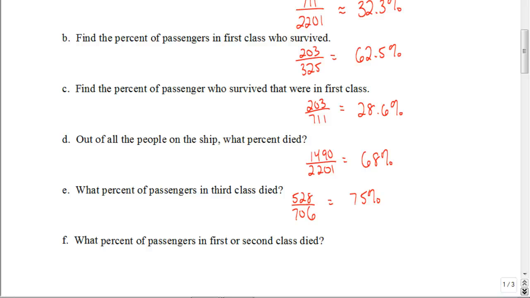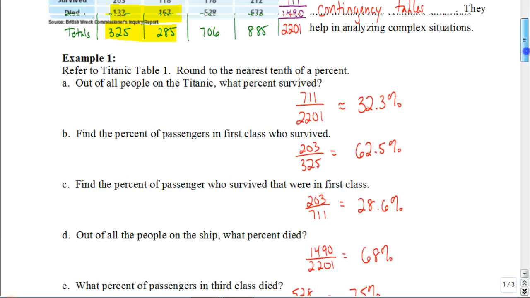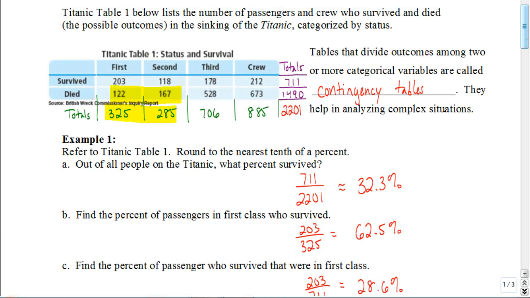So what percent of passengers in first or second class died? Well, again, we have to look at some totals here, because this is saying the passengers in first or second class. So for this one, we're going to have to do a little bit of extra work, because we want to figure out what percent of passengers in first or second class died. So we're going to have to find the total number of passengers that died in first and second class.